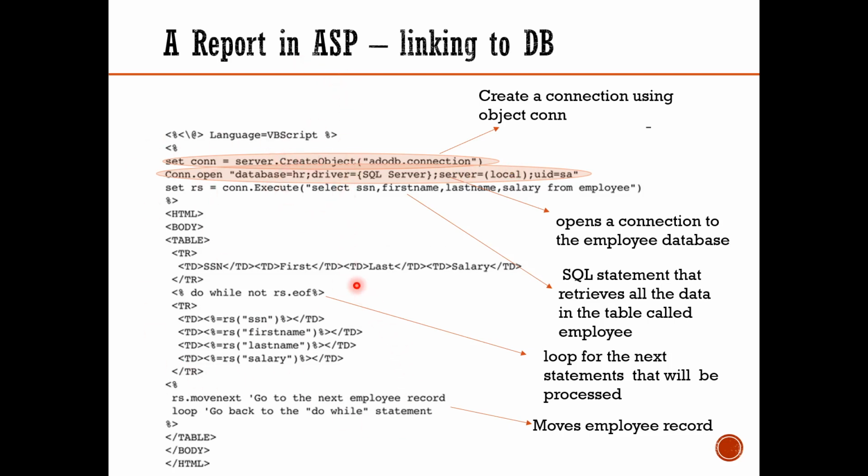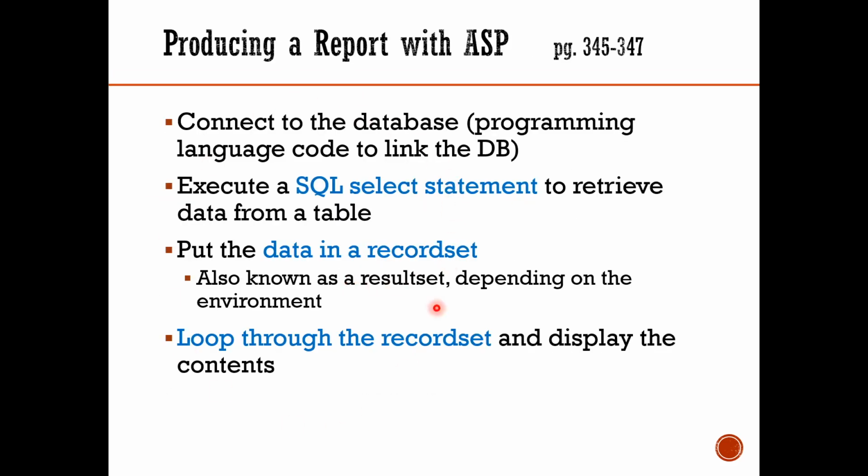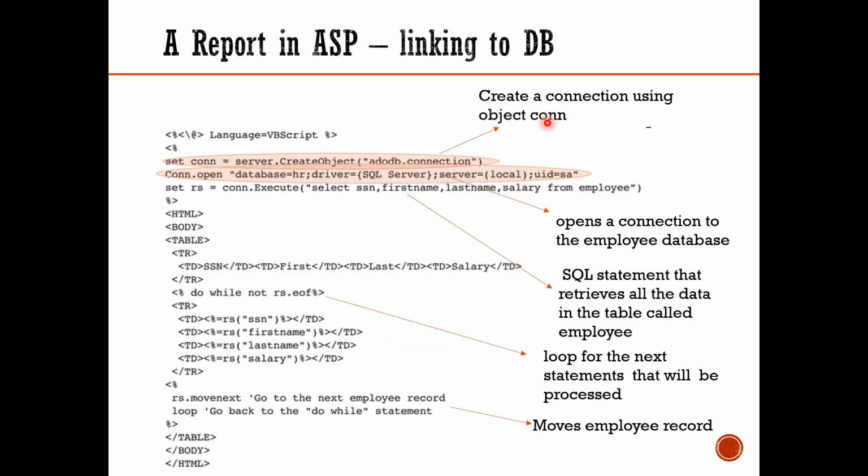All right, so this is the ASP example to fulfill these steps. In the first stage, we create a connection using an object called con. So we are creating a connection here. Then we open the connection to the employee database, meaning we are linking whatever database we want. Here the database could be HR or employee. Here also is the SQL statement that retrieves all the data in the table called employee.